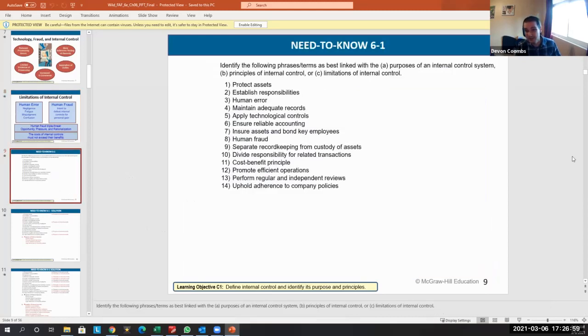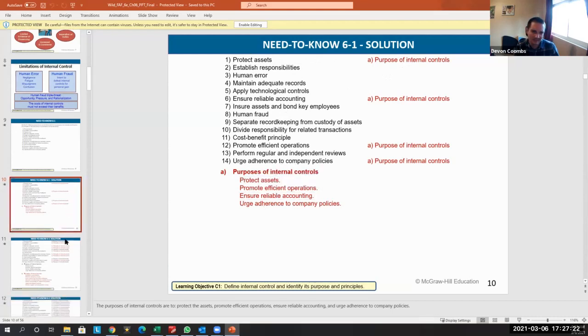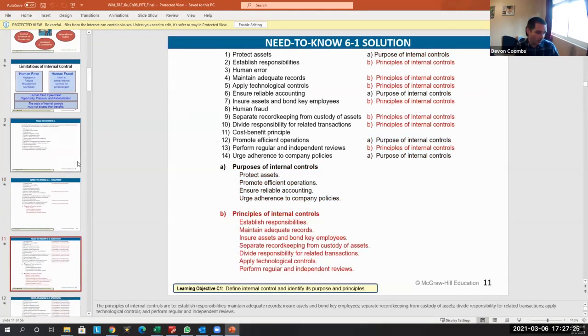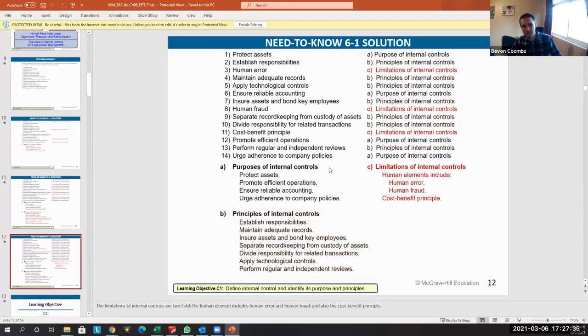So the kind of question I could ask you around internal controls is something like this: identify the following terms and link them with the purpose of the internal control system, the principles, or limitations of internal controls. And so protect assets would be a purpose of internal controls. I'm not going to ask a question like this, honestly. I think you could just skip this. I'll ask more of what I want, which is for you to understand the total concept of internal controls. I wouldn't worry about this solution here. I think it overly complicates the situation.